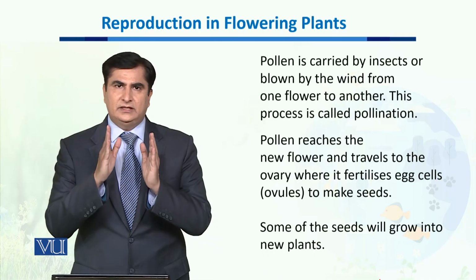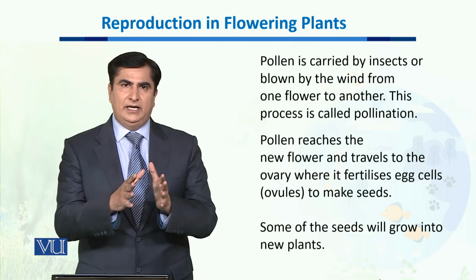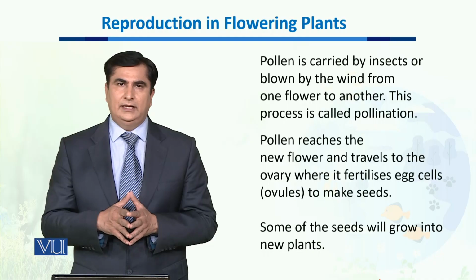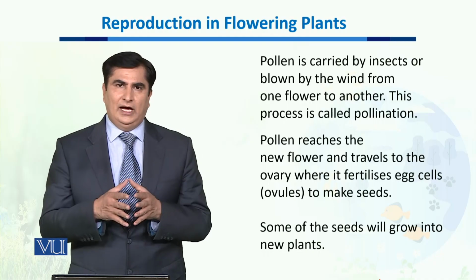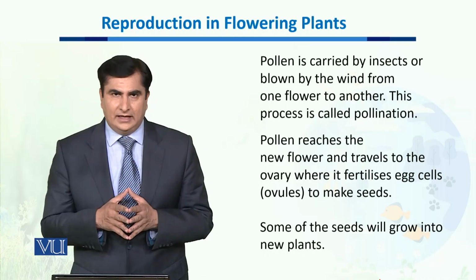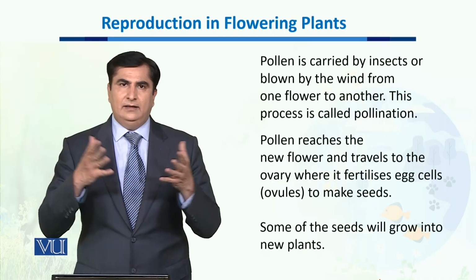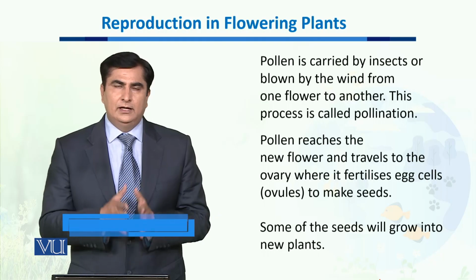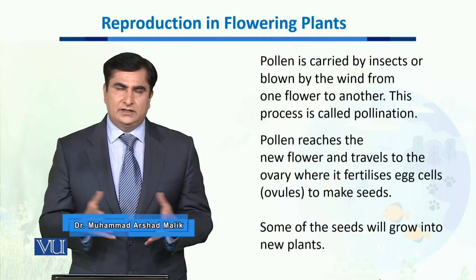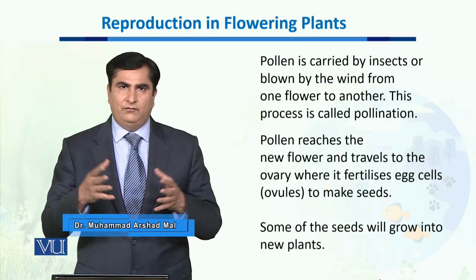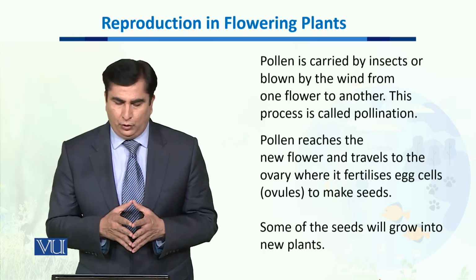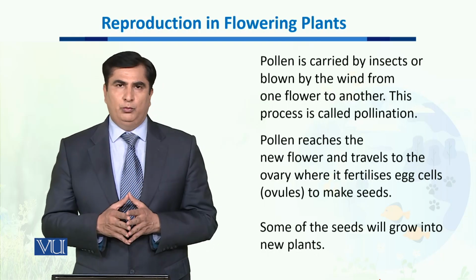Now, in this process, pollen or the male gamete of one flower reaches the female part or the ovary of another flower and fertilizes the ovule present inside the ovary. This fertilization results in the formation of a zygote, which ultimately becomes a seed in these flowering plants. Some of these seeds will ultimately grow and make a new plant.